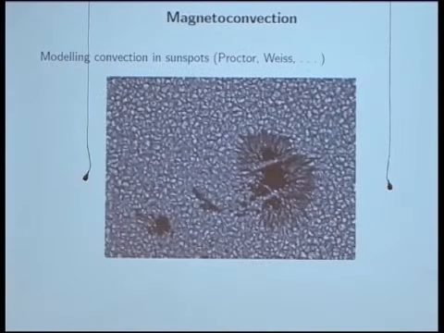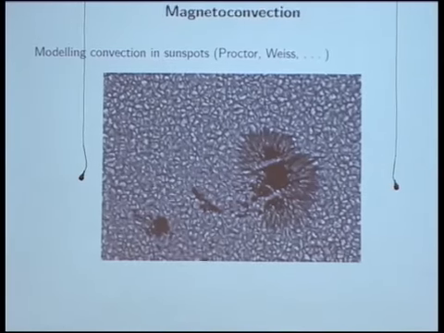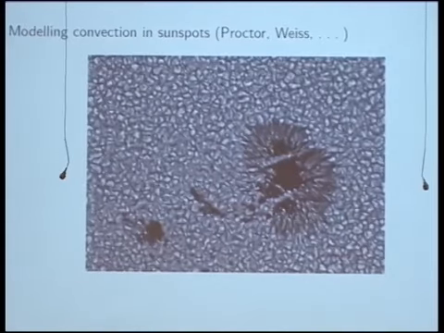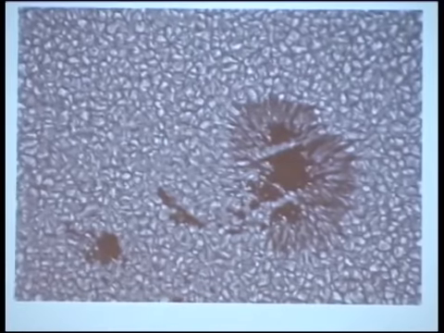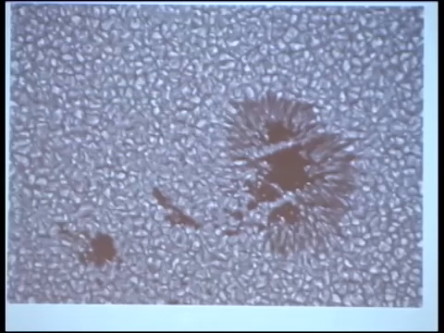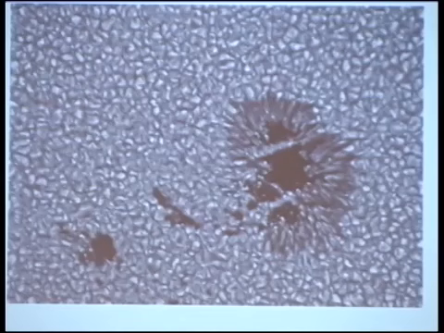Just by way of providing a few pretty pictures, I thought I'd mention a more complicated application, which is convection in sunspots, something which I used to work on with Mike Proctor and Nigel Weiss in the building next door. So here's a picture of a sunspot, a region of strong magnetic field coming out through the surface of the sun. And this can be highly oscillatory in some regimes.